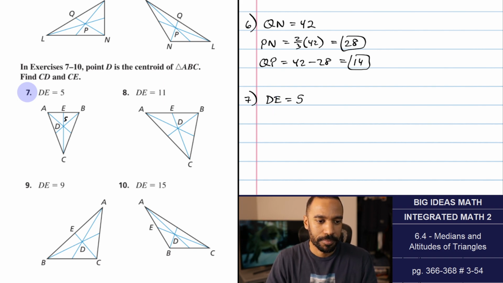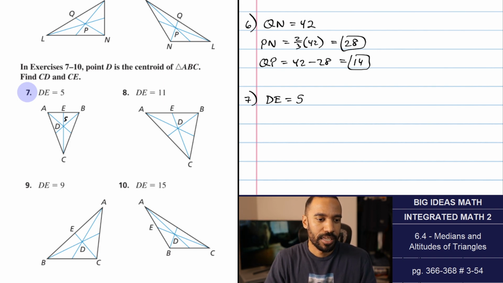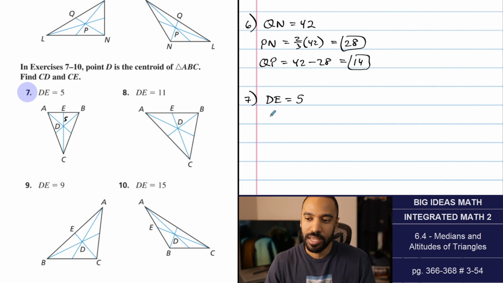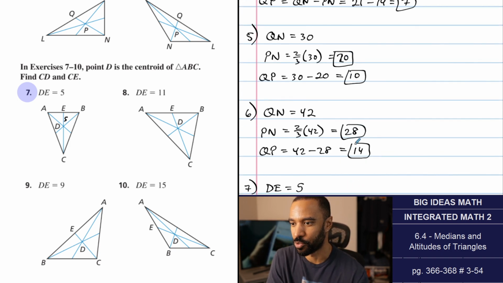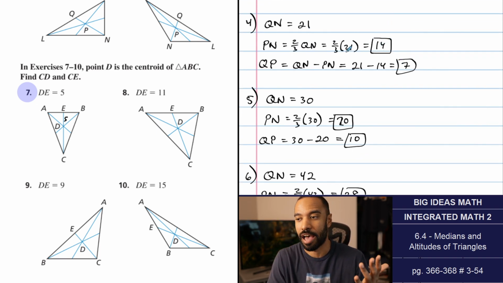Because I don't want to get too deep into this, this is 1/3 the entire length, and this is 2/3 the entire length, CD. If CD is 2/3 and DE is 1/3, then CD should be twice the amount of DE. In fact, I probably should have done that with all of these. Half of 20 is 10, half of 20 is 14. I didn't notice to mention that. Half of 14 is 7.